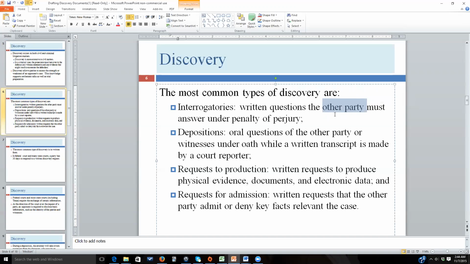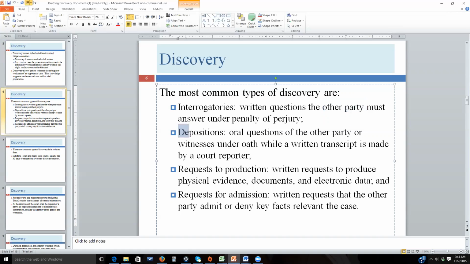You may be wondering, why are you only allowed to give interrogatories to the other party? Well, interrogatories are difficult to respond to. You can spend hundreds of hours, thousands of hours sometimes responding to interrogatory requests. And so it doesn't seem reasonable to require non-parties, witnesses or whatever, to spend that much money and resources in answering the questions. So they are limited to parties to the litigation.